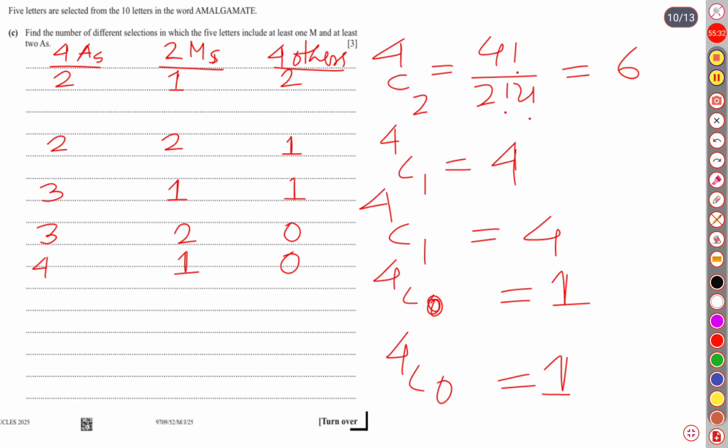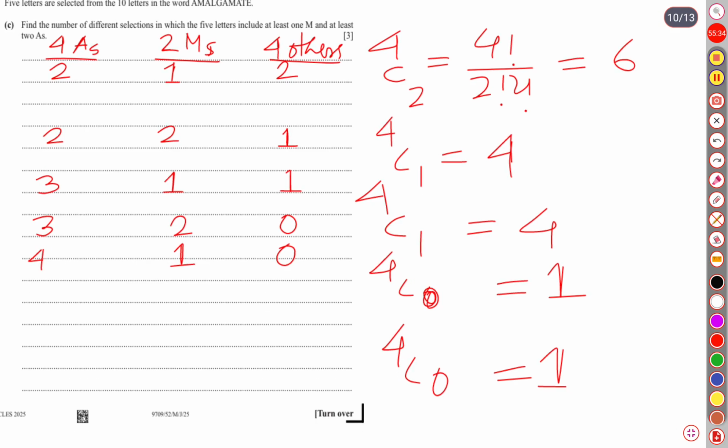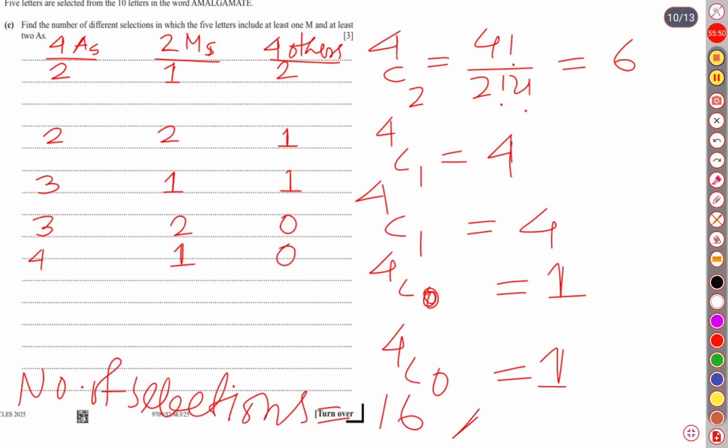So number of selections we can write here. Hence the number of selections is going to be, if we add up 6, 4, 10, 14, 16. So the total number of selections is going to be 16.